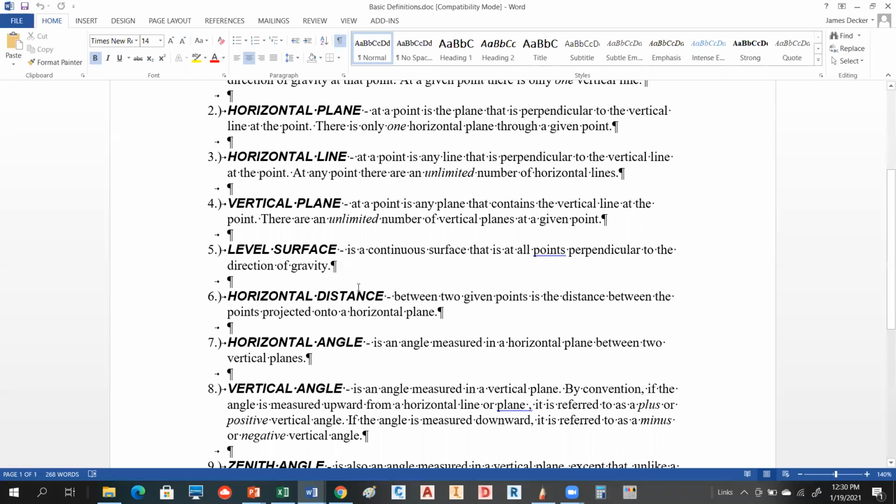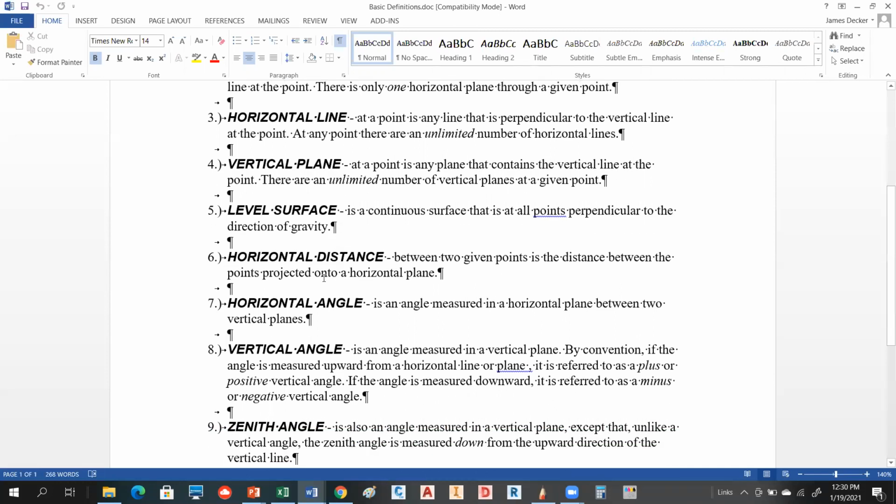Okay. So horizontal distance, we'll talk a lot about this. Any kind of layout is based on horizontal distance. This is the distance between two points that is projected into a horizontal plane. You don't have to actually measure the distance in the horizontal plane, just so long as you project it into it. Again, we'll talk a lot about that as we get into the layout aspects. Almost all distances that you see on sets of plans are considered to be horizontal. It doesn't say that, but that's an implied thing that's important to understand.